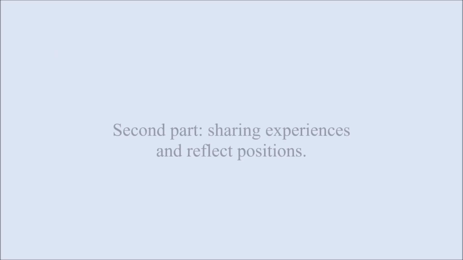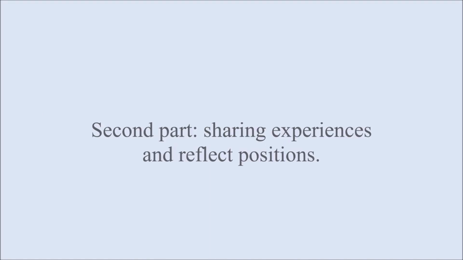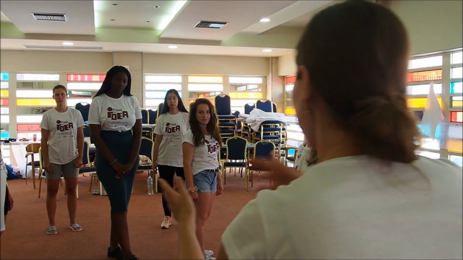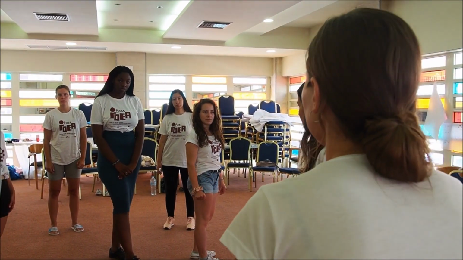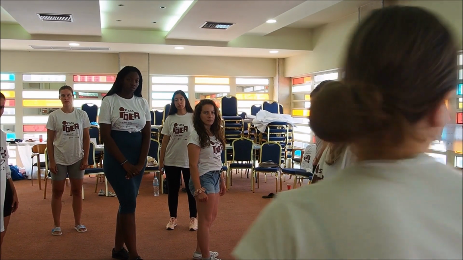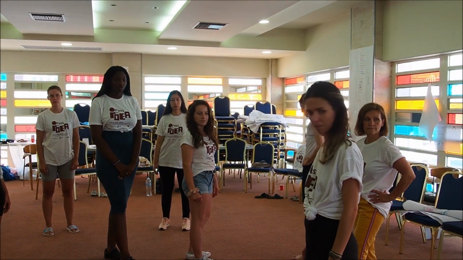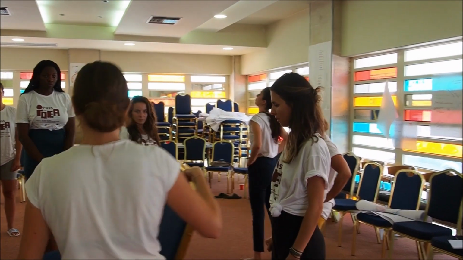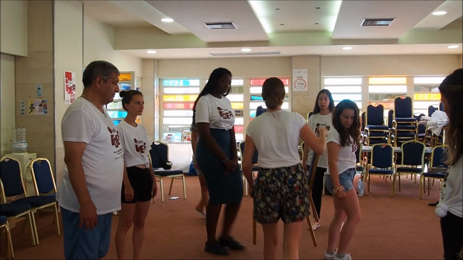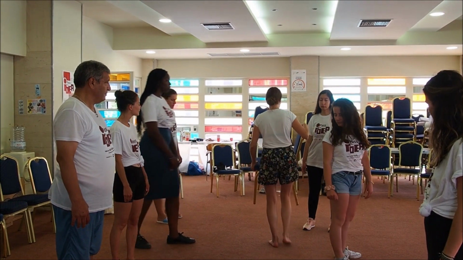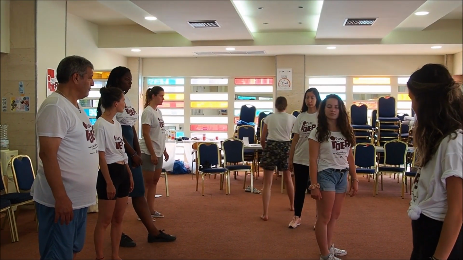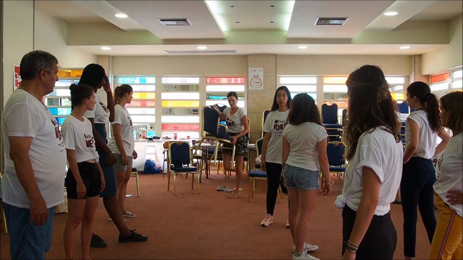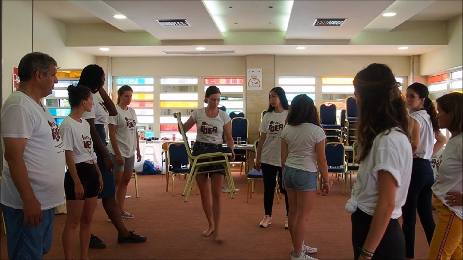Now, the second part of the exercise is about sharing bad and good experiences and reflecting on positions. The facilitator creates an imaginary line with chairs. The facilitator will mention an experience and the participants will step forward in the direction of the line if they agree with the good experience and step backward away from the line if they agree with the bad experience. If they are not sure or don't want to share, they just stay where they are.